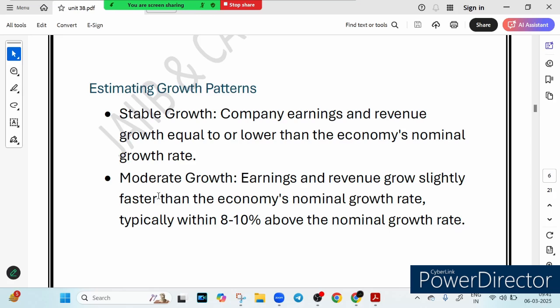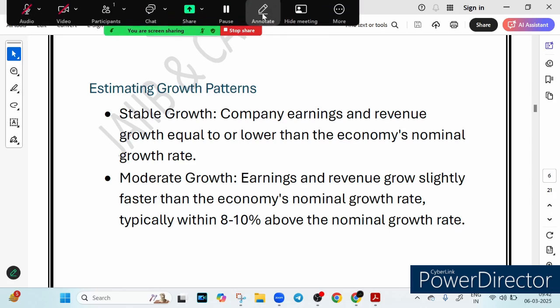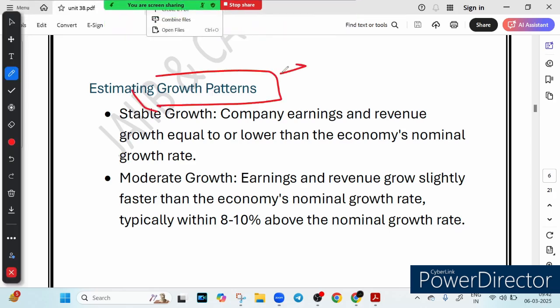So friends, today we are diving into growth patterns in DCF valuation, a crucial concept for estimating future earnings and cash flow. Why does this matter? Because understanding a company's growth pattern helps in selecting the right valuation method. So first of all, we should know the meaning of growth pattern. What is the meaning of this so-called growth pattern? You know it very well.